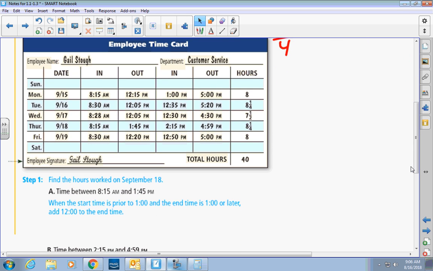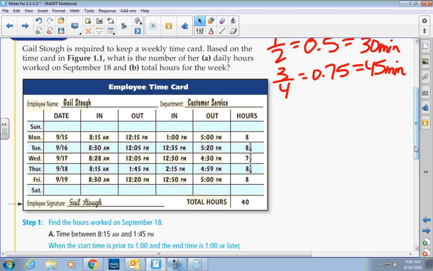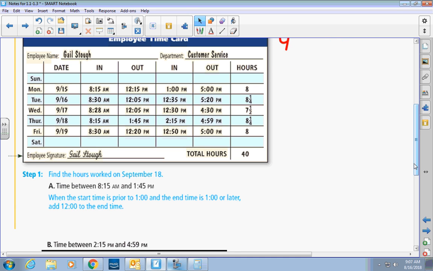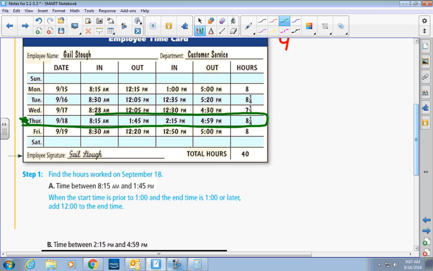All right. So we got Gail here. She worked some days this week. We're going to answer how many daily hours she worked on the 18th, and how many total hours she worked for the week. So on the 18th, that's the Thursday date. Oh my goodness gracious, what is going on here? Why does Gail have 2 time-ins and time-outs?